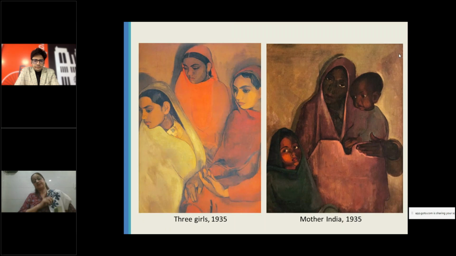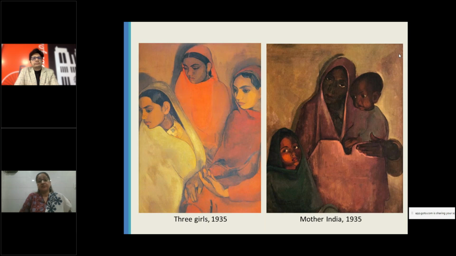These are two paintings by the same artist called Amrita Shergill. Now, Amrita Shergill represented women. Again, you can see the Three Girls, 1935, and Mother India, 1935. What is the condition of the woman that we see here? So she is not really represented as a goddess. She is not represented as an entertainer or an object of pleasure. She's not even a beautiful woman, which is a conventional way of showing a woman.